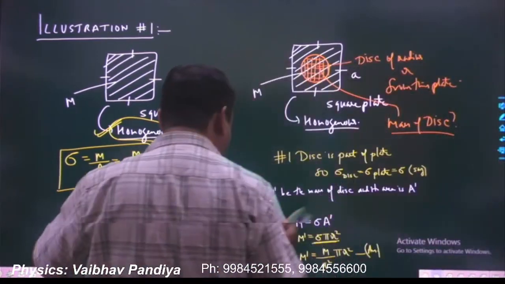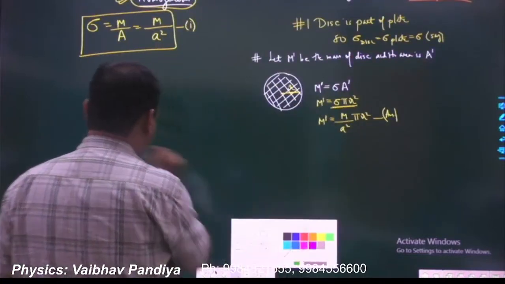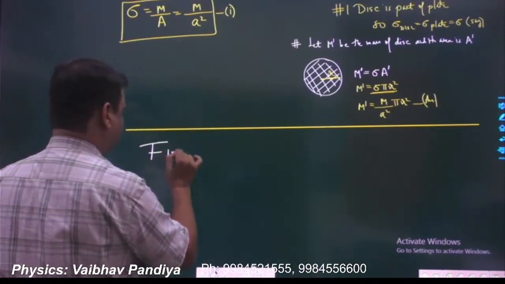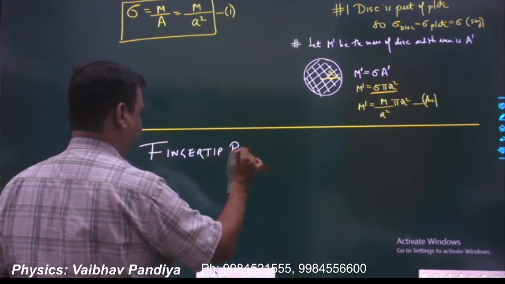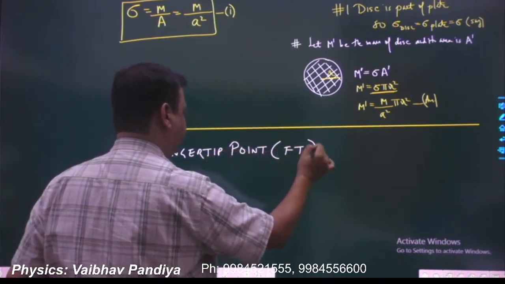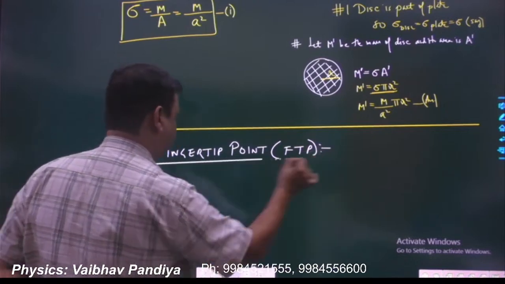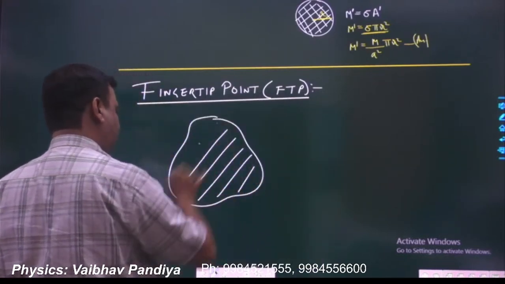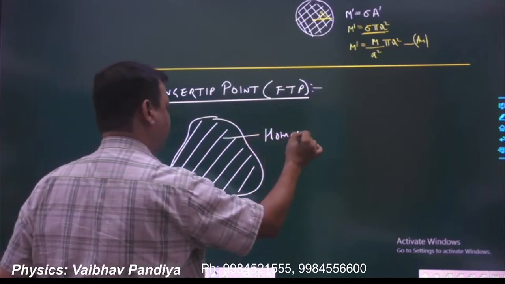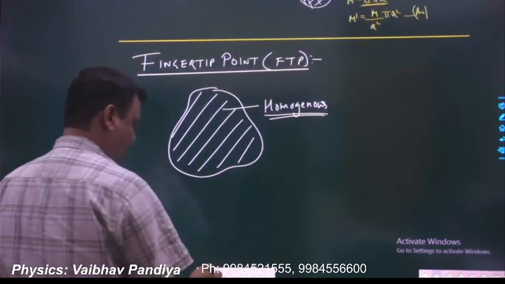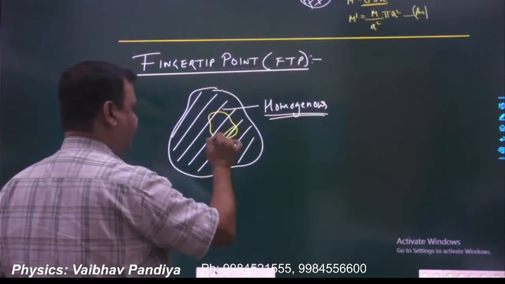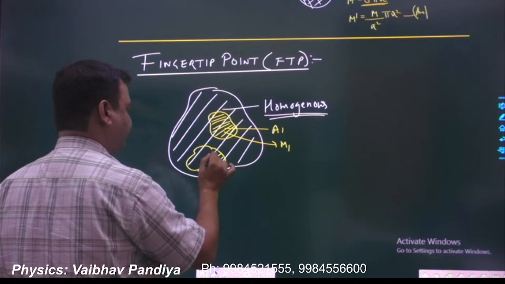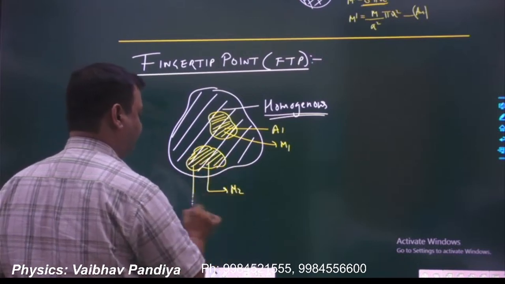Now, in most of the MCQs we can apply one fingertip point, FTP. Fingertip point, FTP, for MCQs and for instant answers. See, whenever some surface has a mass and it is homogeneous, and say you're taking two regions on the surface, there is one region of surface area A1 with mass M1, and there is another region, this patch, with mass M2 and area A2.